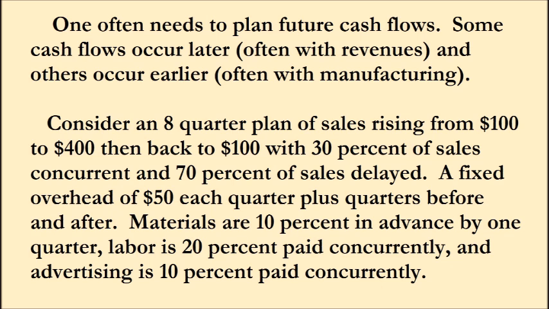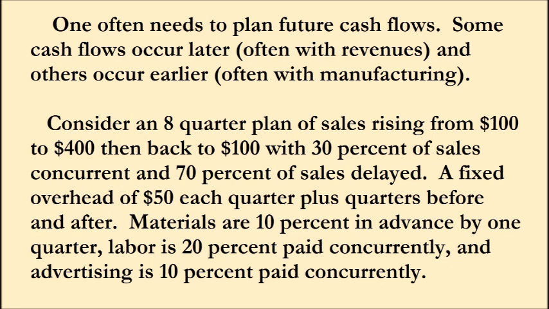they're going to rise like a pyramid from 1 to 400 the first year and go back down to 100 in the second year. Let's say 30% of those sales are concurrent, paid in the same quarter, and 70% are delayed, and we're not going to worry about bad debts in this example. And we have fixed overhead of $50 each quarter, plus one in advance of all of it, and one to mop everything up after.